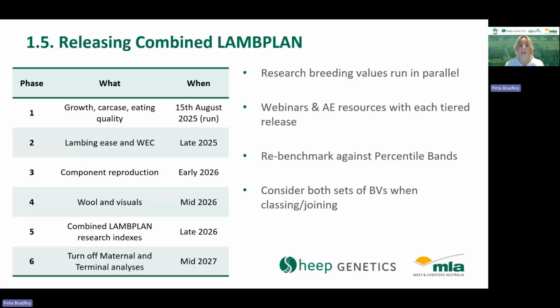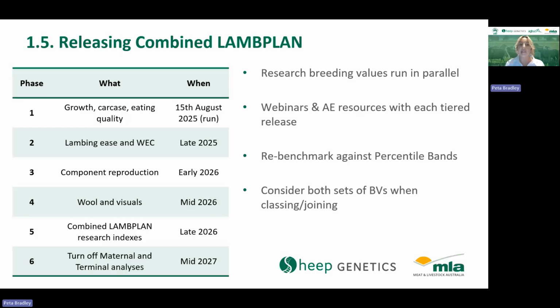So what does the release for Combined LAMBPLAN look like? As of the 15th of August run, so late in August when we received the results from that run, this will be run as a research analysis. So the maternal and terminal evaluations that people are used to will be used in the 2025 ram selling season. The Combined LAMBPLAN analysis will be done secondary to those, and it will be run in parallel, and it will be clearly denoted, as you'll see in later webinars on the website, as a research analysis.